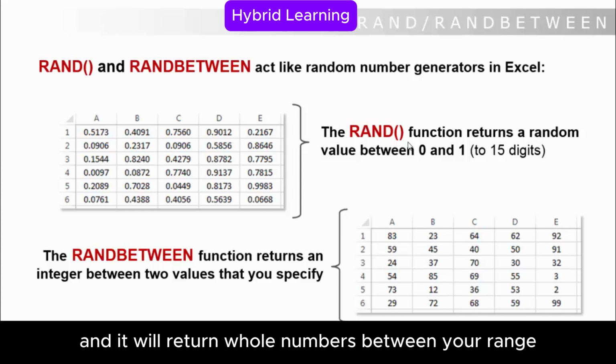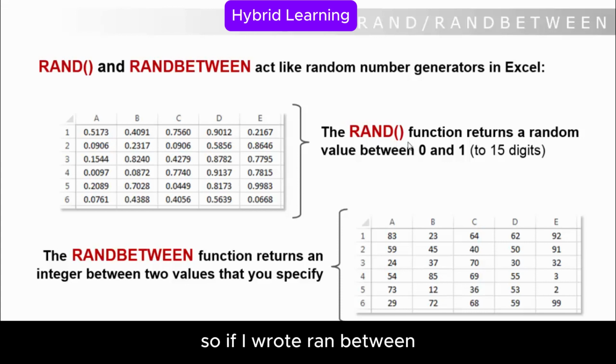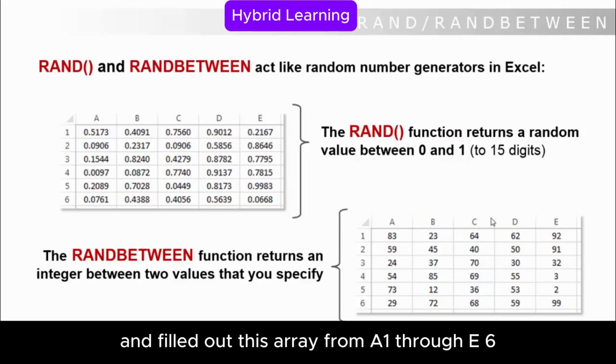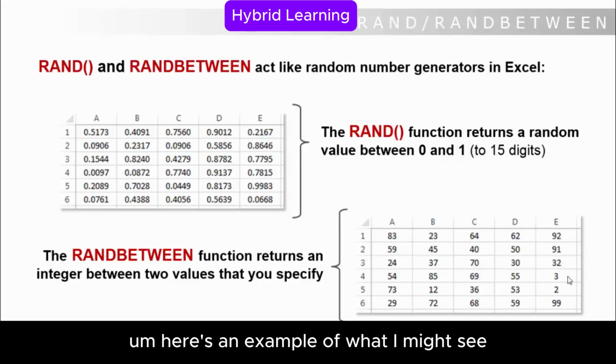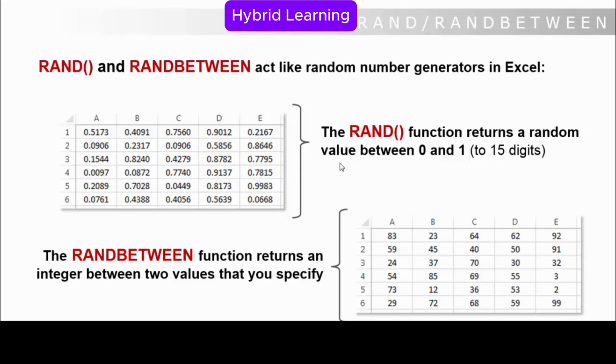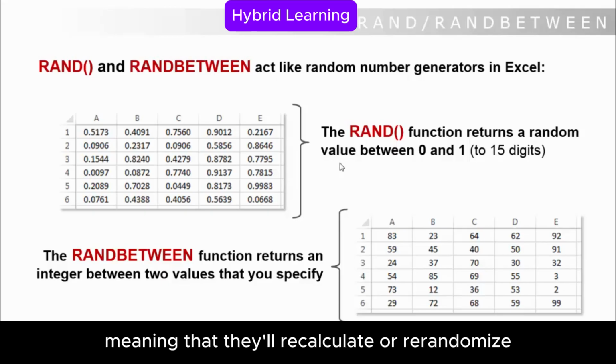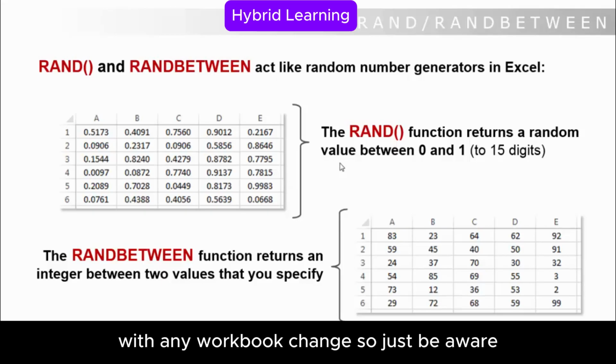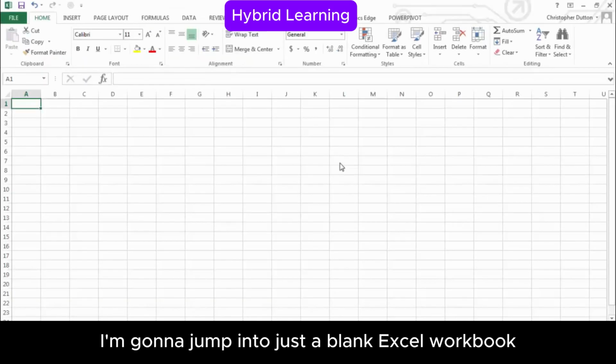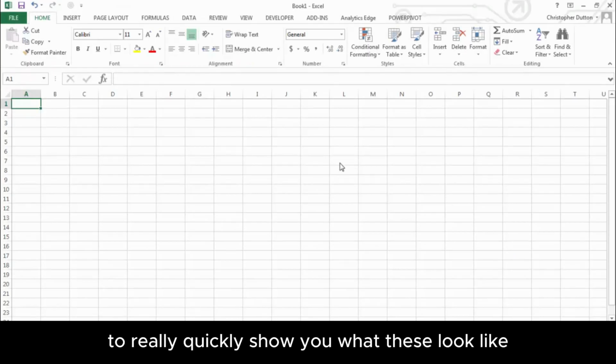And it will return whole numbers between your range. So if I wrote RANDBETWEEN 0, 100 and filled out this array from A1 through E6, here's an example of what I might see. Keep in mind these are volatile functions, meaning that they'll recalculate or re-randomize with any workbook change, so just be aware. I'm going to jump into just a blank Excel workbook to really quickly show you what these look like.